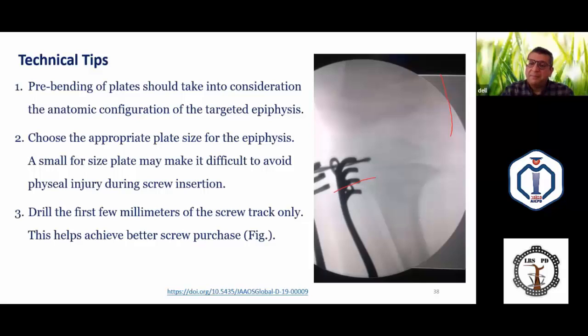You should be aware you are working in cancellous bone, relatively soft bone. You don't need to drill all through. That will compromise the purchase of the screw.